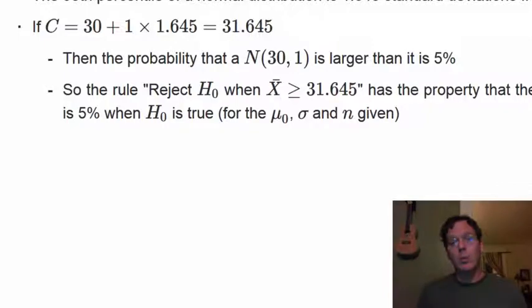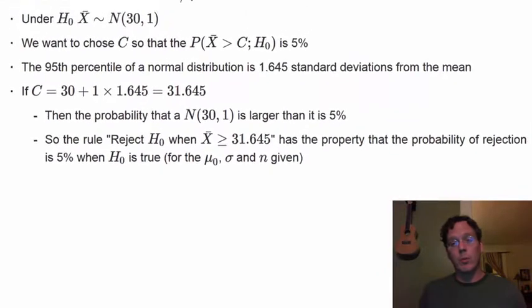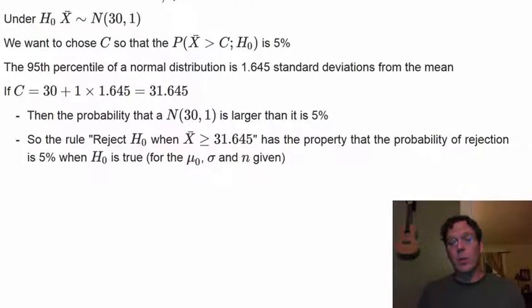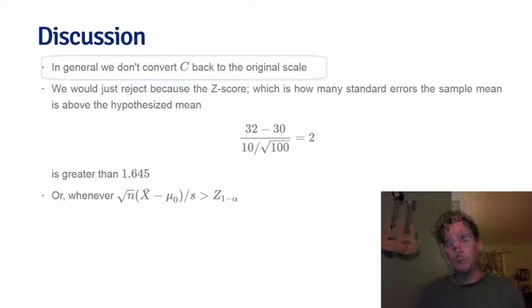So the rule, reject the null hypothesis when you receive an average larger than 31.645, has the property that we will reject 5% of the time when the null hypothesis is true. Again, 5% of the time in the instances where the sample size is exactly 100 and the standard deviation of the population is exactly 10.